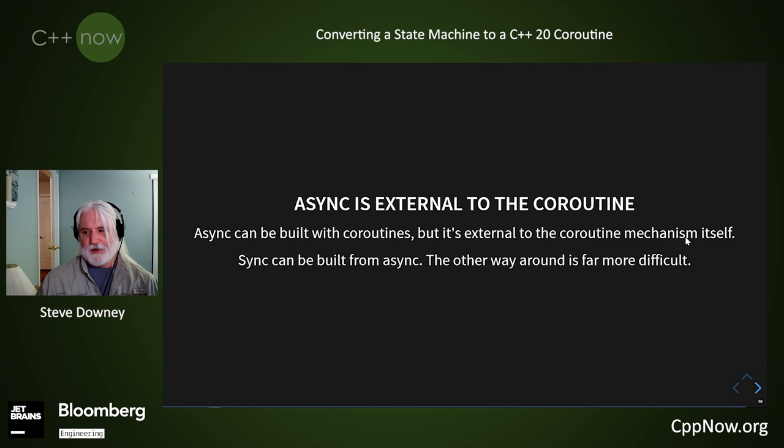And async is external to the coroutine. If we want async operations, we need to build that somehow. It is external to the coroutine mechanism itself, though. We can build async with coroutines. We can run them on threads. We can schedule, we can hand them to a thread pool to be executed. But some mechanism needs to do that rather than it being handed to you.